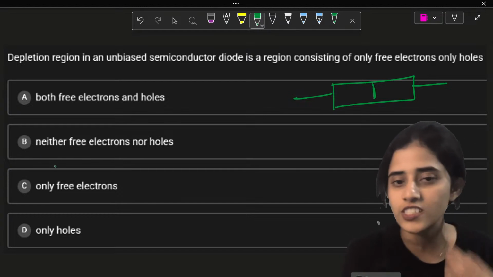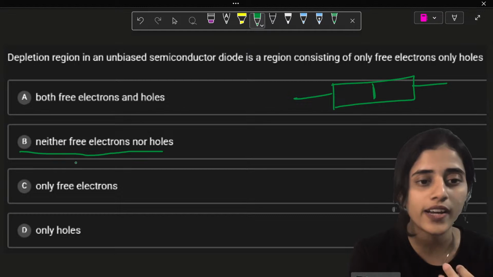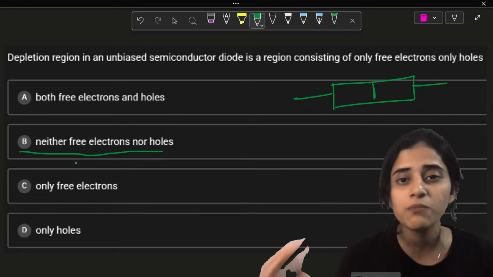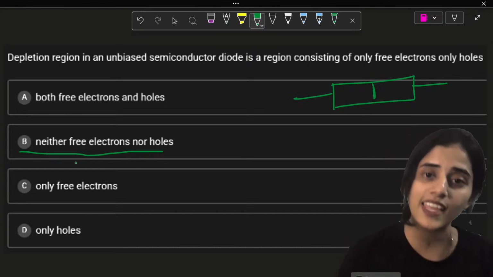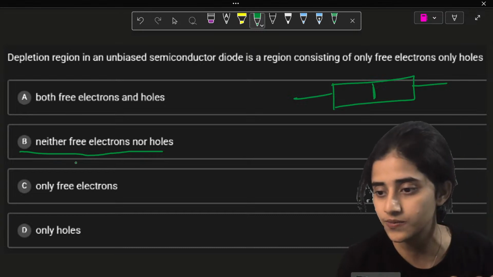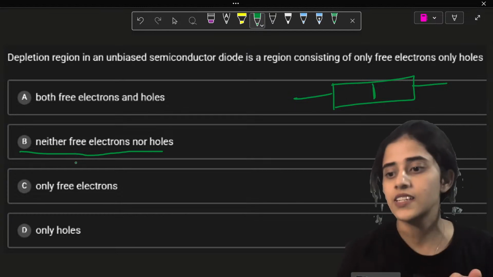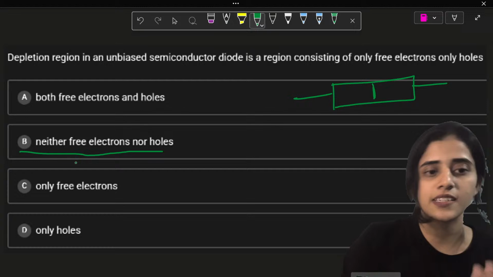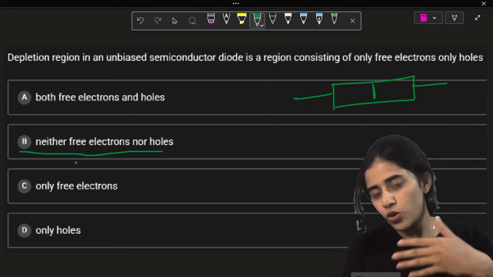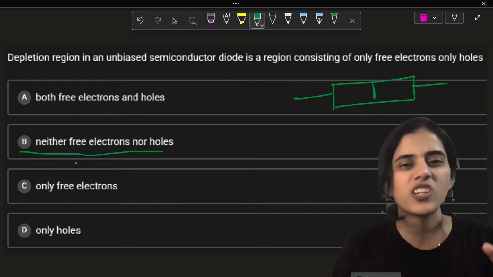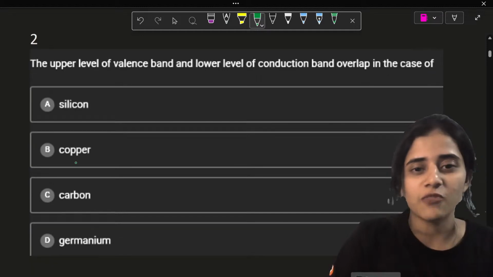Yes, very good students. It is neither free electrons nor holes. Why? Because in the depletion region, both the holes and electrons recombine and become neutral. So it's not going to have any electrons or holes. Very good, Shashank. It's B. Yes, Pravalika, it's B. Hasini, B. Very good. This was a very easy question, just to motivate you. As we move down the lane, we'll have more difficult questions, but sometimes motivation is good. That's why I put a very easy question.